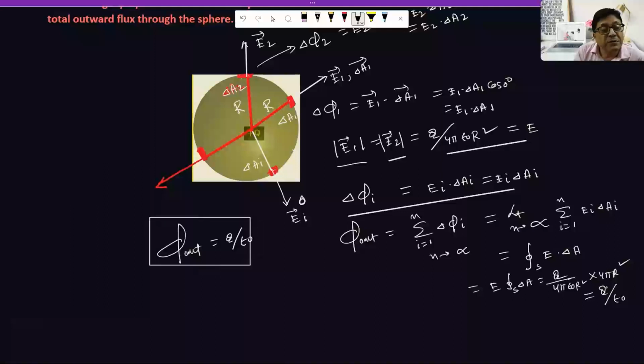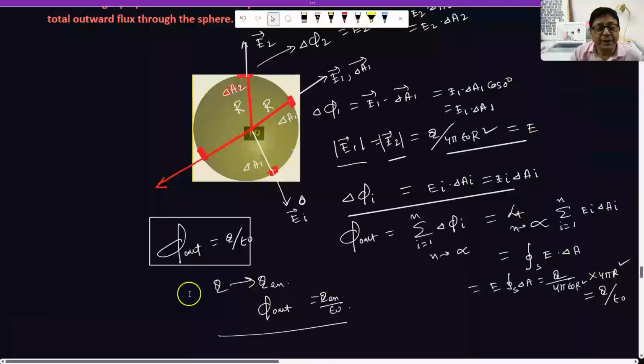Okay? This is a very important observation, and I am telling you that if you keep the charge anywhere inside this closed surface, the flux will remain the same. It is stated in Gauss's theorem. Gauss's theorem we will do in the next class, and I will explain in detail. But this is the introduction. Any charge you keep inside a closed surface, the total outward flux comes out equal to the charge enclosed. We replace Q by Q enclosed, and phi out is given by Q enclosed divided by epsilon naught. Okay.